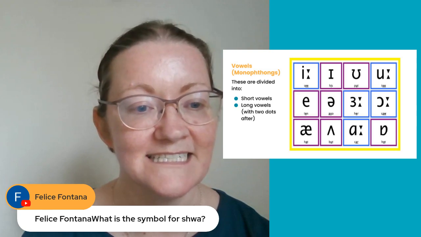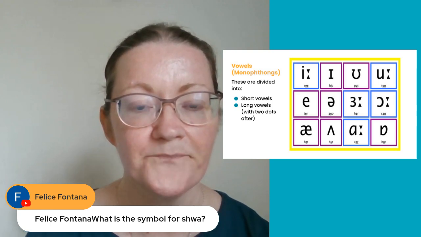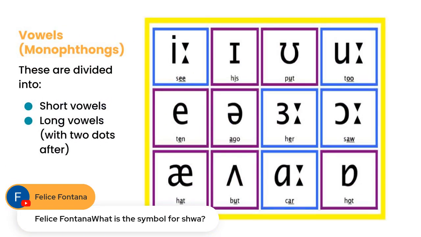Okay, and Felice, what is the symbol for schwa? So let's see. See on the second line, Felice, it's the second symbol on the second line. It looks like an upside down E. That is the schwa. Okay. So, yes.